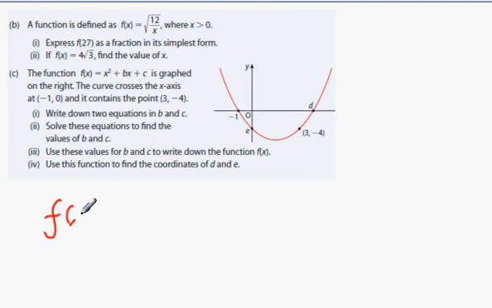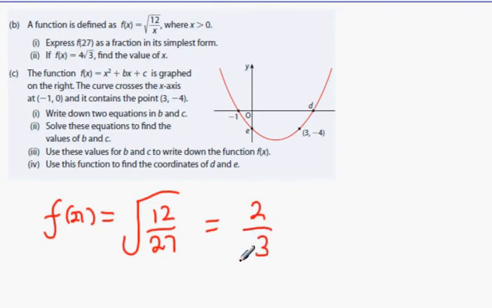Okay. f of x equals root 12 over root x. Oh, sorry, so not f of x, f of 27. I replace the x with 27. What's that in the calculator? Can you tell me? 2 over 3. So there's your answer right there. Simplest form is 2 over 3. Right, so the calculator will do that nicely.